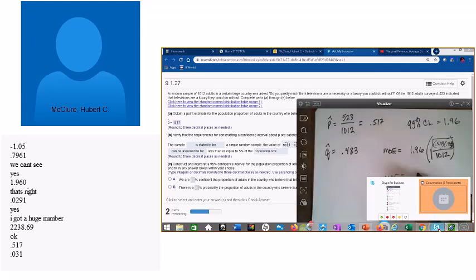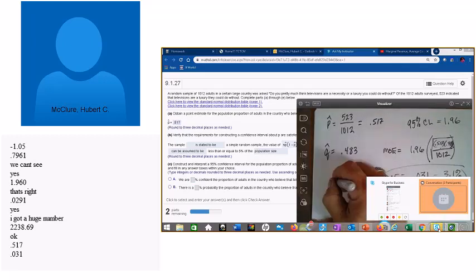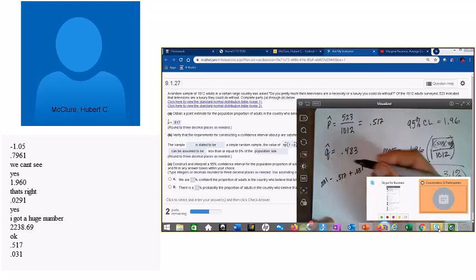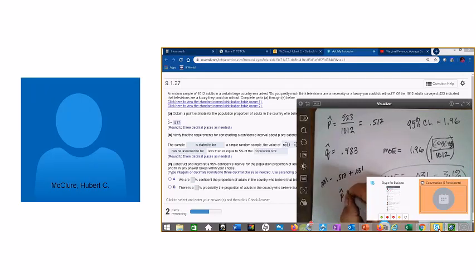0.031. So that's 3.1%, which is equal to the margin of error. Now, p hat is 0.517. So I'm going to add 0.031 and subtract 0.031. Somebody do that for me and give me the two answers.